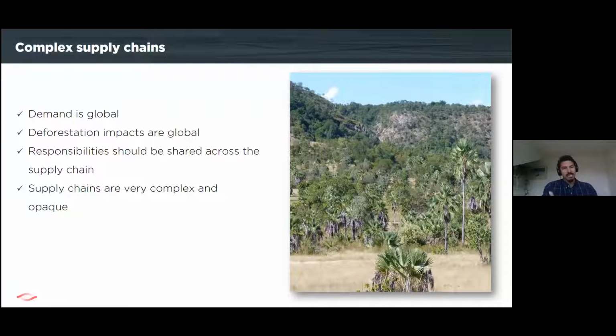So if the demand for those commodities is global, then the deforestation impacts, the loss of biodiversity, and the CO2 emissions related to deforestation are also global in scale. So we think that the responsibility for those impacts should be shared across the supply chain, not just on the producing side, but also on the demand side that is behind it.